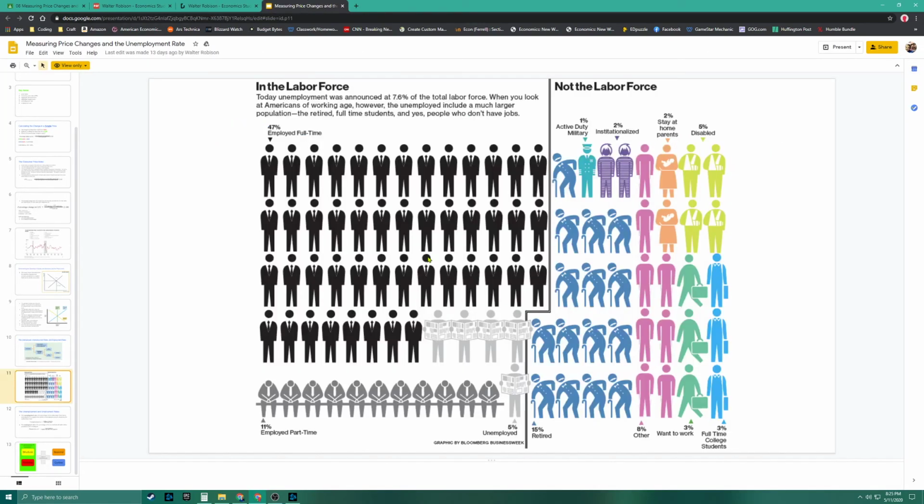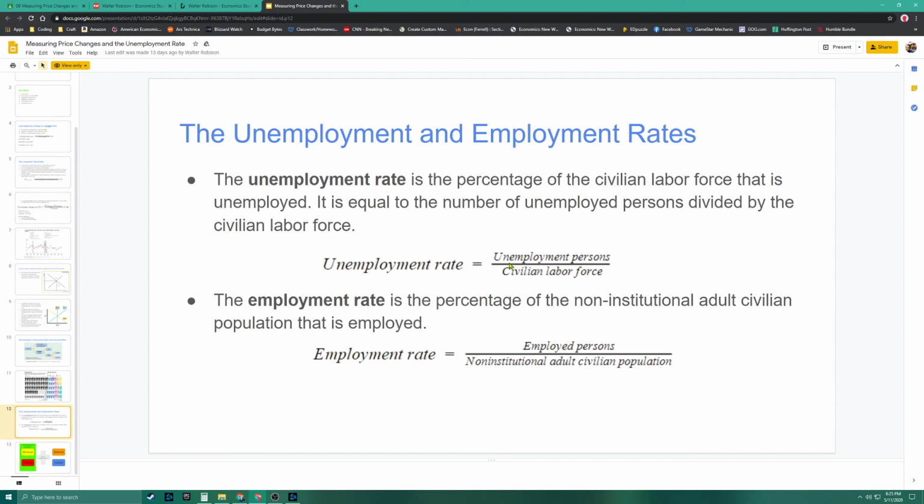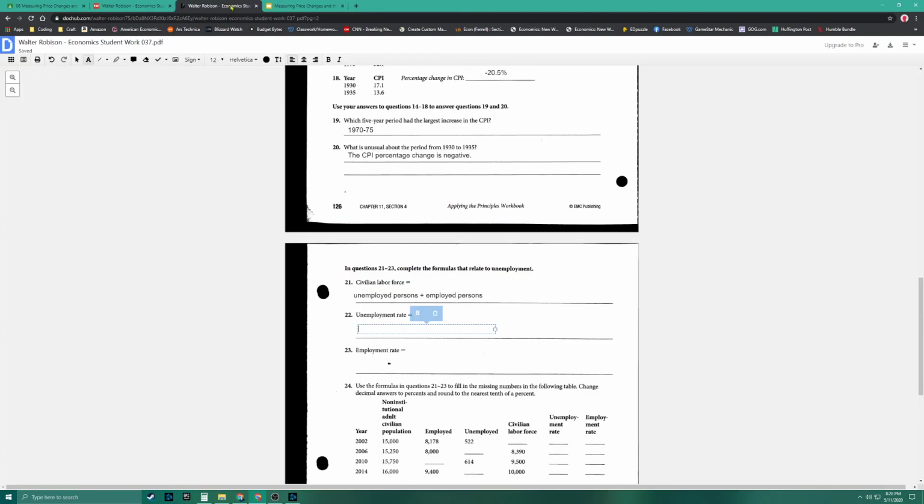All right, unemployment rate. So for the unemployment rate, it's right here. It's the unemployed persons divided by the civilian labor force. Okay, and yes, there is an uncivilian labor force. That would be the military or prison.